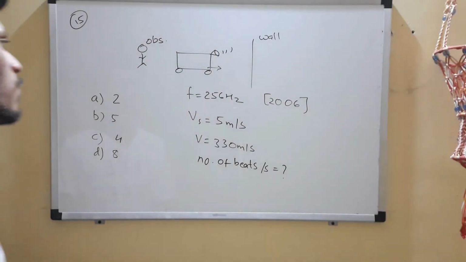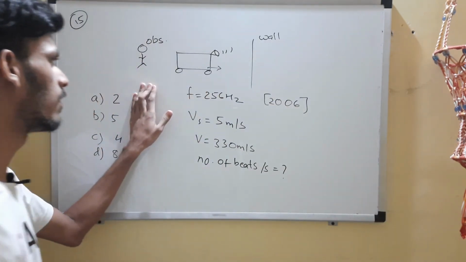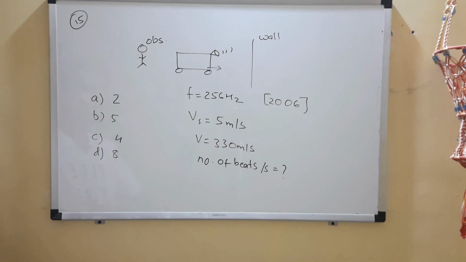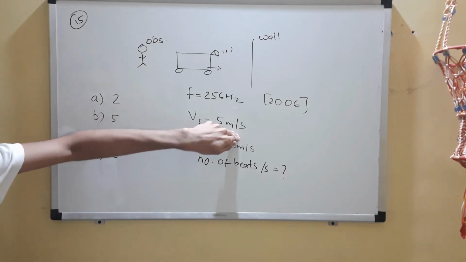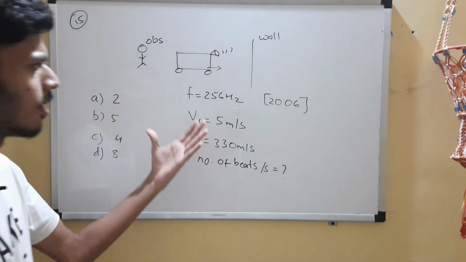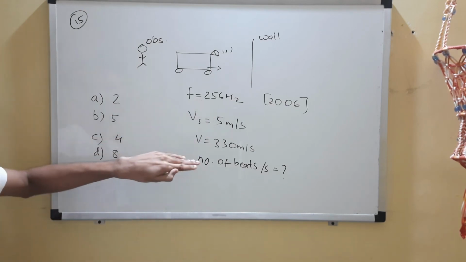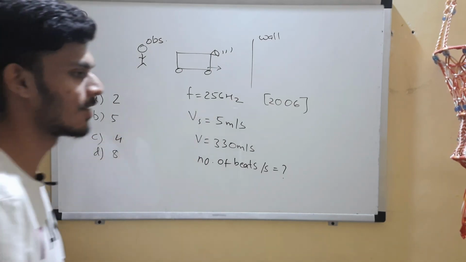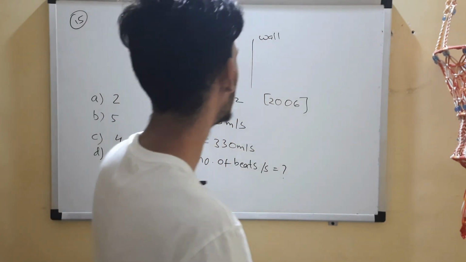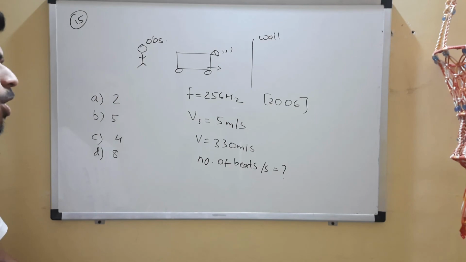So question 15 over here, this was asked in 2006. In this question you have an observer and a source. The observer is stationary, the source is moving with a velocity of 5 meters per second towards a wall. The frequency of the waves emitted by the source is 256 hertz. The velocity of sound in air is 330 meters per second. You are supposed to find the number of beats per second heard by the observer.